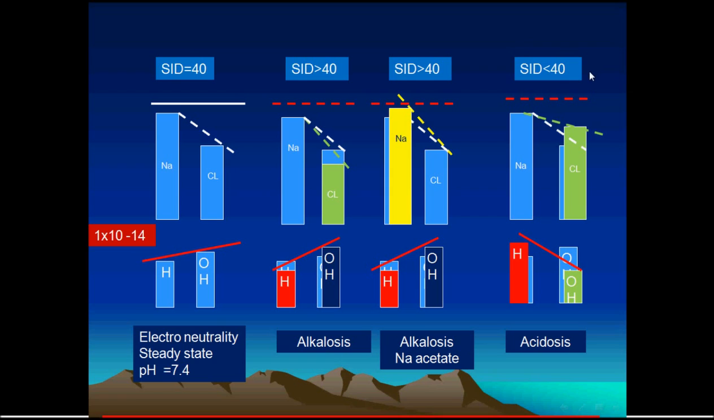Strong ion difference is less than 40. This means that the hydroxyl group is decreased. Concomitant increase will be associated with the hydrogen ion. So this is a sort of acidosis. Like the same thing if the patient is having diarrhea. There is a loss of bicarbonate and concomitant increase of chloride. Loss of bicarbonate, this means loss of hydroxyl group. Concomitantly, there is an increase in the hydrogen ion from water. So this is a case of metabolic acidosis.